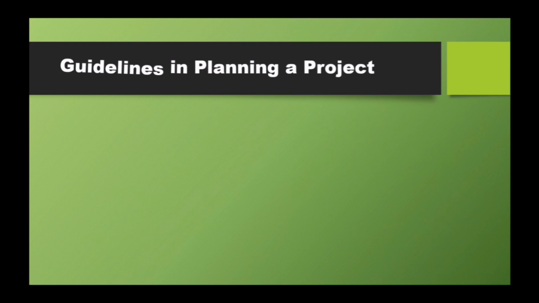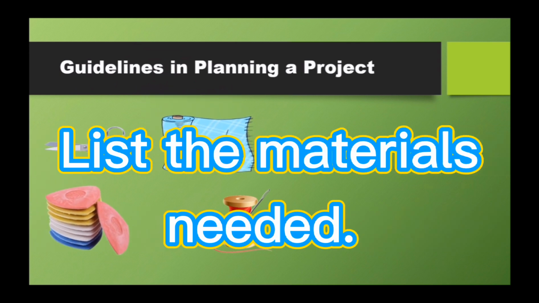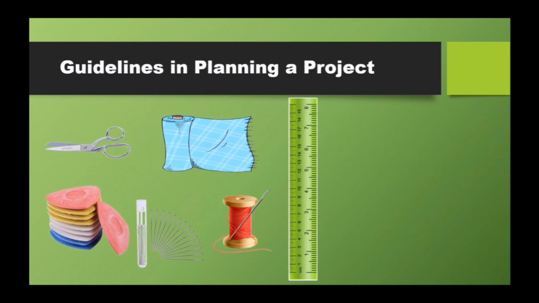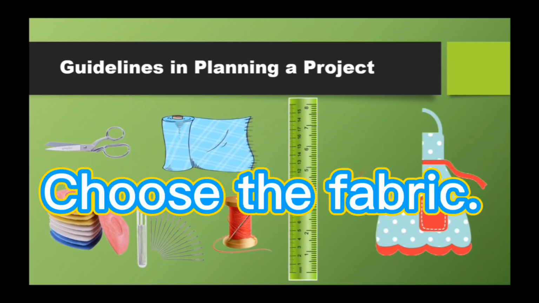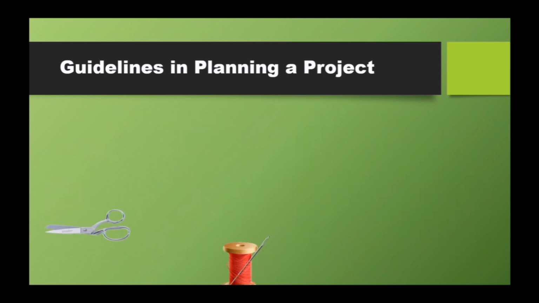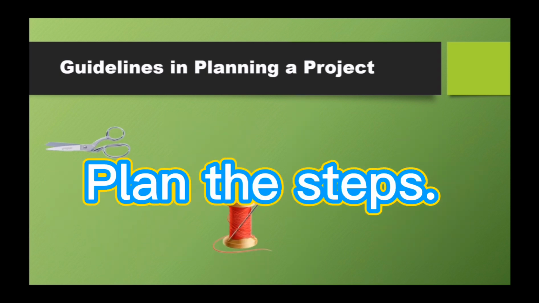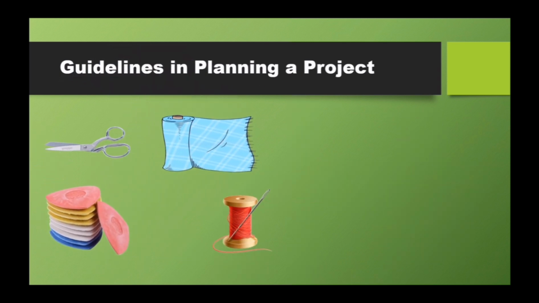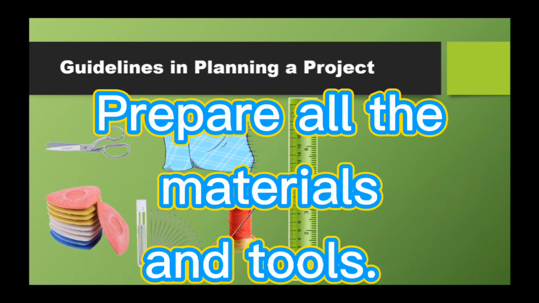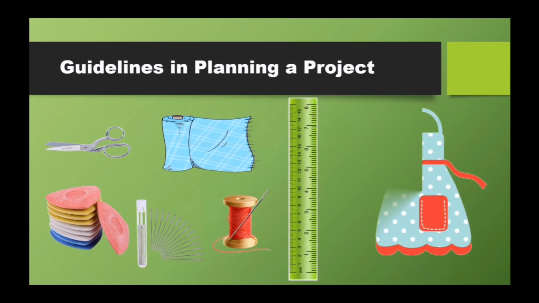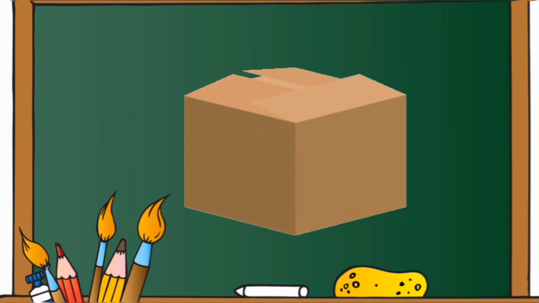Here are the guidelines in planning a project. Number 1. Once you have chosen the design, list the materials needed. Number 2. Choose the fabric most suitable for the project. Number 3. Plan the steps to be followed in making the project. Number 4. Prepare the sewing tools, materials, and sewing machine if you have any. Number 5. After using, keep your sewing materials in a sewing box.